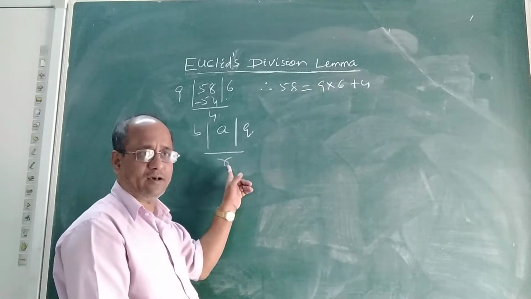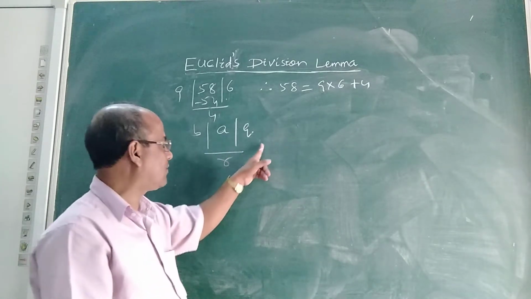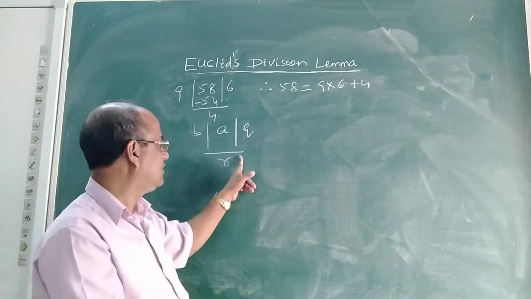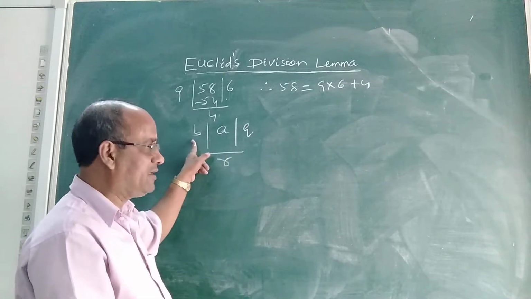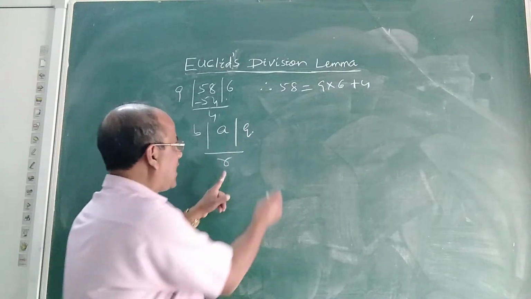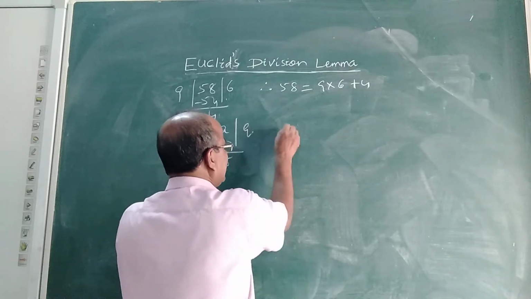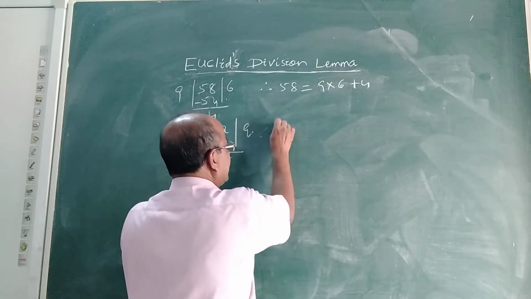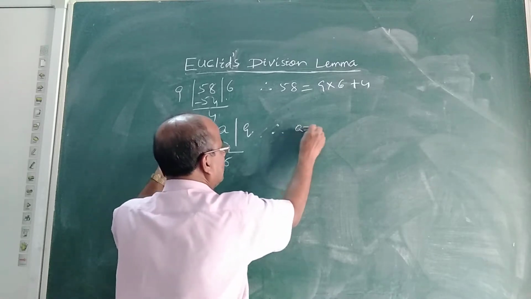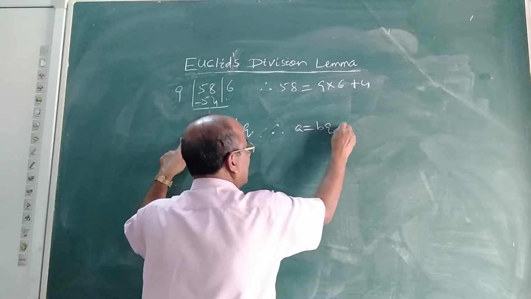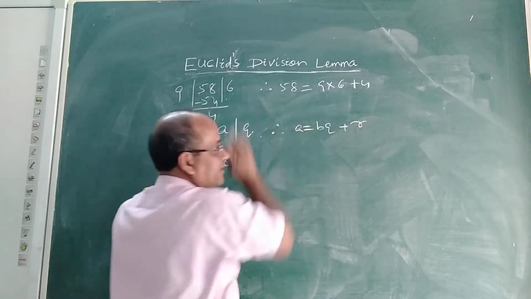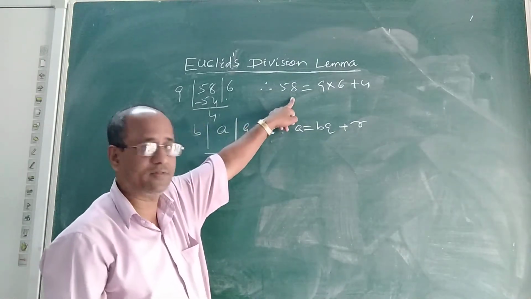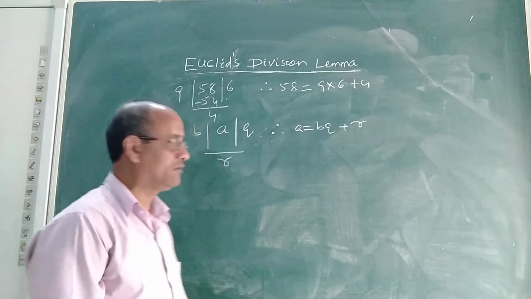The quotient and remainder, which are also non-negative integers, are unique. So on dividing a by b, if the quotient is q and the remainder is r, then a will be equal to b into q plus r. As per this formula, verifying your long division process, a equals bq plus r.